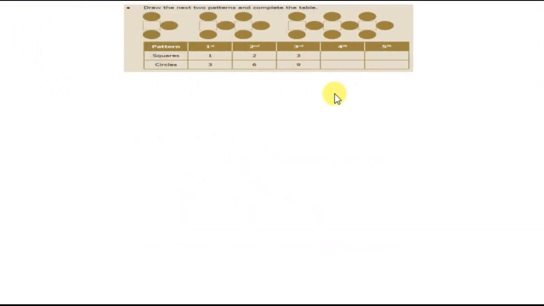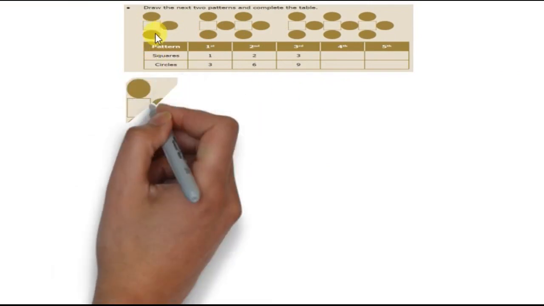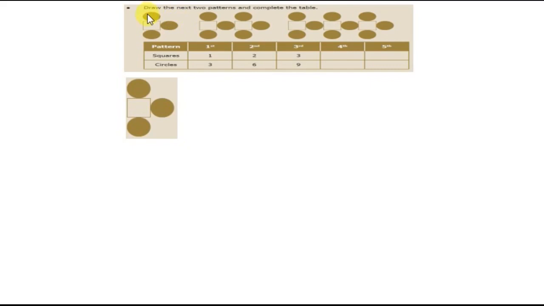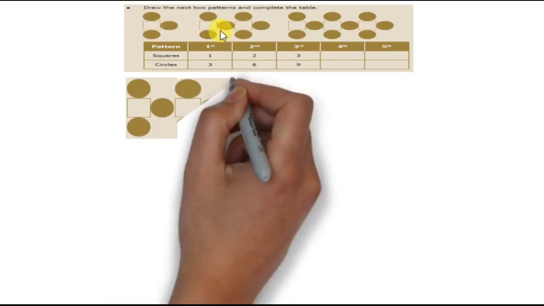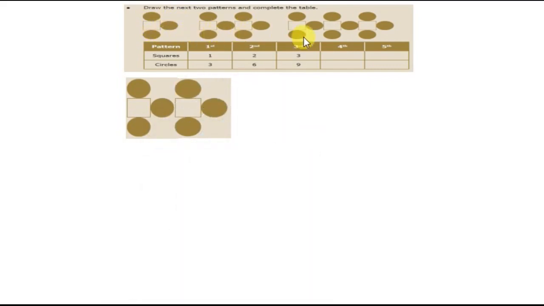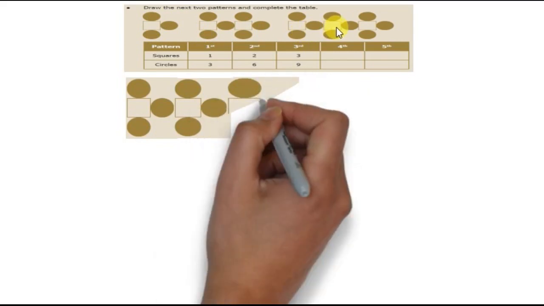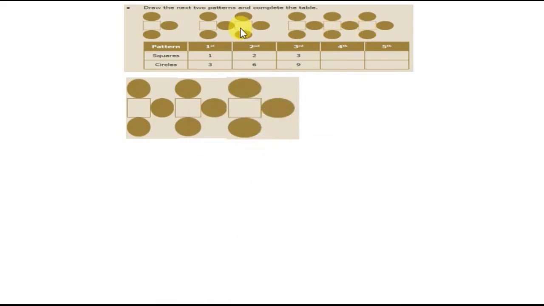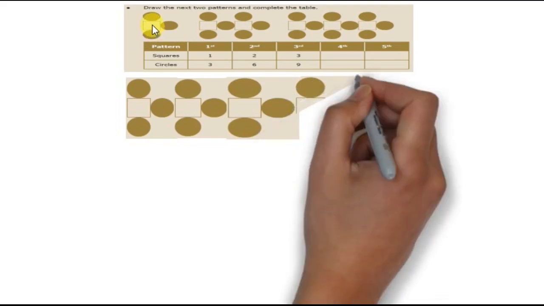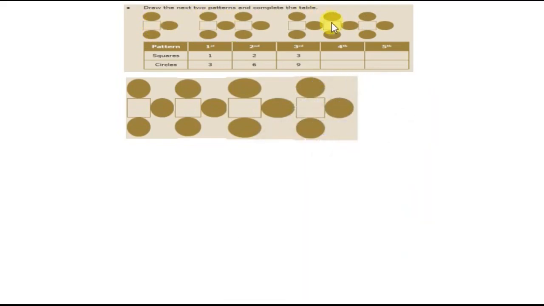Now we will see the next one. Draw the next two patterns and complete the table. Here they have given some diagrams. The first has only one figure, the second has two of the same figure, and the third has the same figure repeated three times. So the pattern is 1 time, 2 times, 3 times.